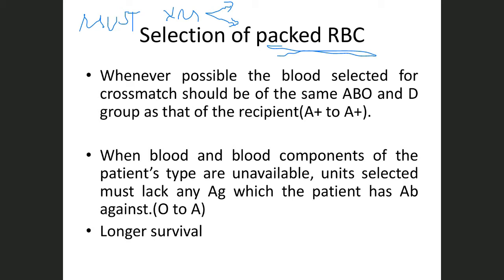We know that a whole blood unit can be separated into three main components: packed RBC, plasma, and platelets. And from plasma we can prepare cryoprecipitate. But the most common type of transfusion is RBC transfusion, more than platelets and more than plasma. So we have to do a cross matching.